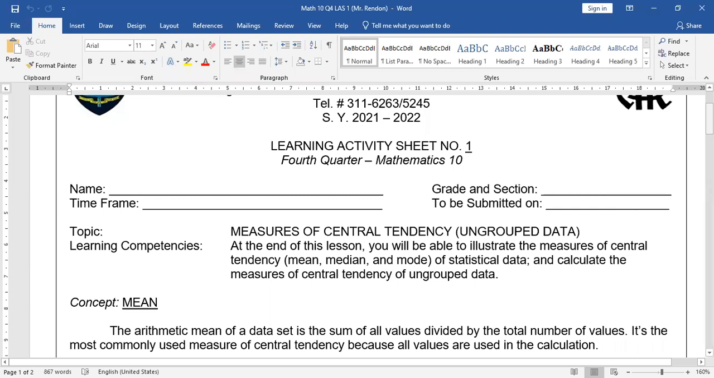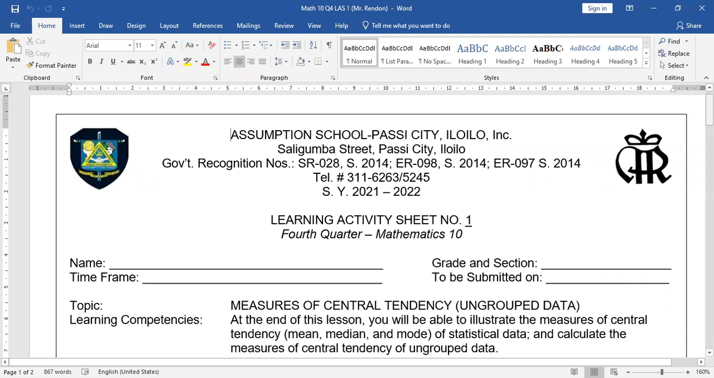And all of them are on statistics. Probability was discussed last quarter, as you have seen in the contents of our third quarter. And so for the whole quarter, we will be talking about statistics.